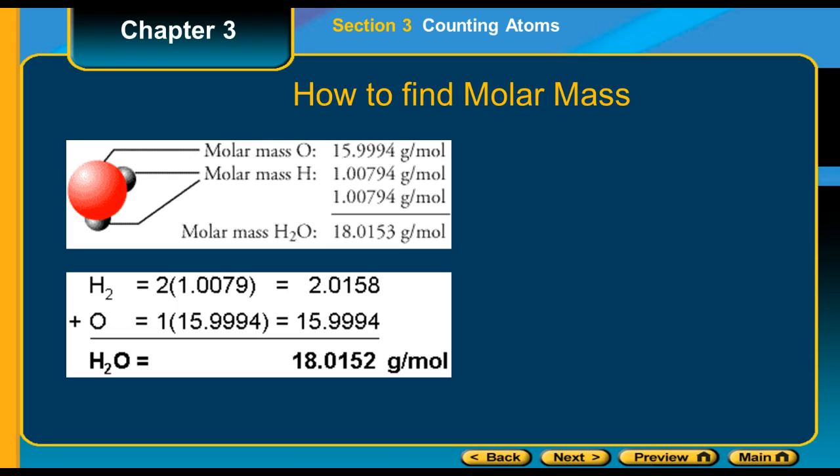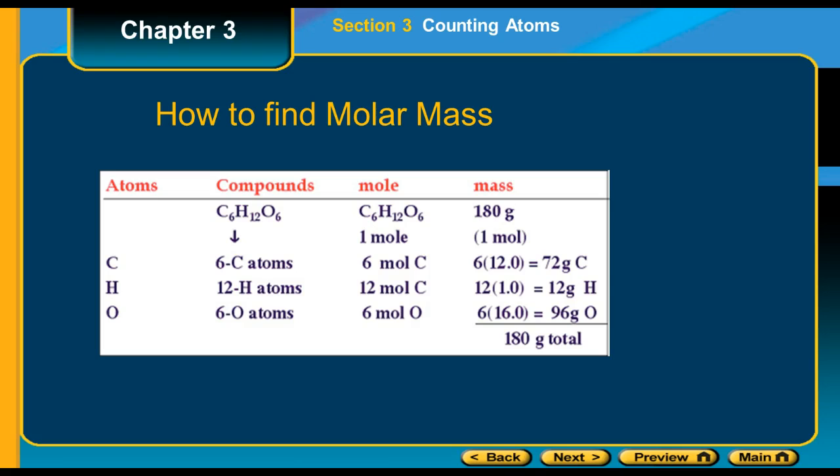Depending on your teacher is how many tenths place or hundredths place you're going to round to whenever you're dealing with masses from the periodic table. Typically in class, if you round to the whole number, you'll be fine. If you're taking the AP exam, you probably should round to the tenths place. So how do you find the molar mass?